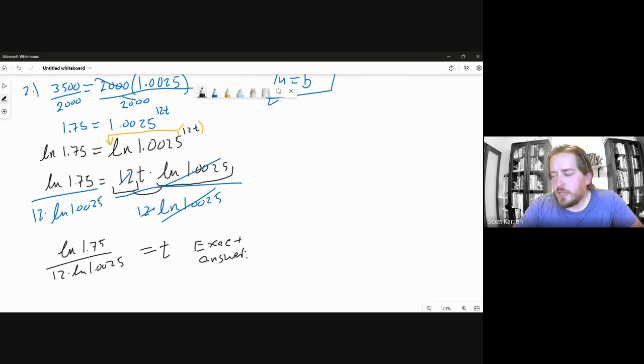Which is great to have an exact answer, but what does that mean to me? If somebody came to me and said, hey, this is the amount of time that you need to put your money in this account, is the natural log of 1.75 over 12 natural log of 1.0025. Super, super helpful, right? Not so much, but I can evaluate that to get an approximate amount of time. So again, try this in your calculator.